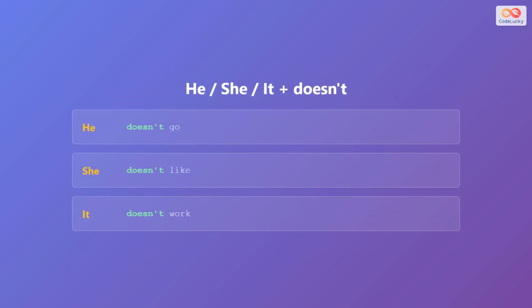With the pronouns he, she, and it, we use does not, which is shortened to doesn't. For example, he doesn't go, she doesn't like, it doesn't work. These are singular subjects, so we use does with the letter S.